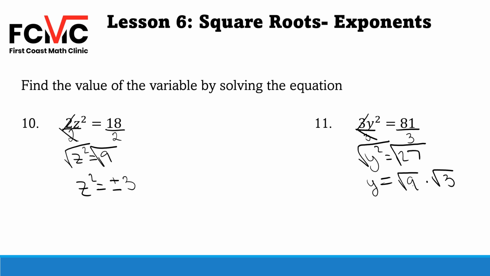And we know that the square root of 9 is going to give me positive and negative 3. Square root of 3, 3 is not a perfect square. Factoring 3 into 1 and 3 doesn't help me, so I can't really do anything with that square root of 3, so I'm just going to keep it square root of 3. So my answer is going to be y equals positive and negative 3 square root of 3, and that's going to be my answer for number 11.